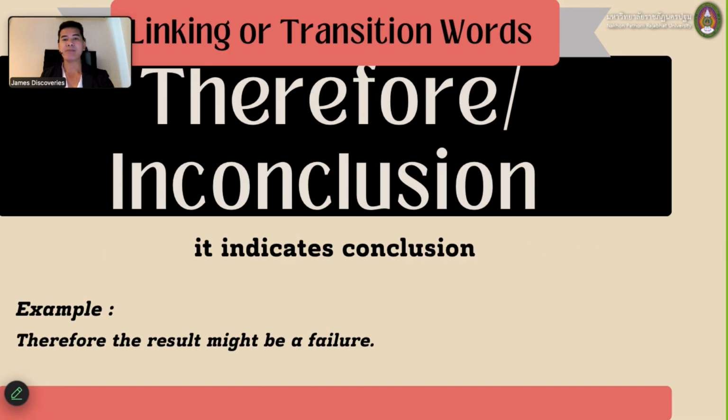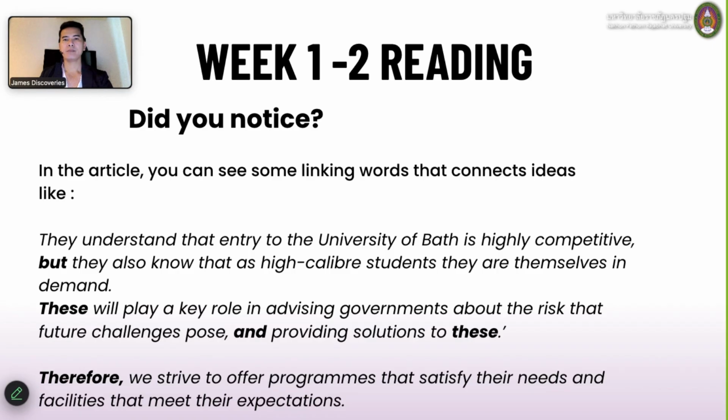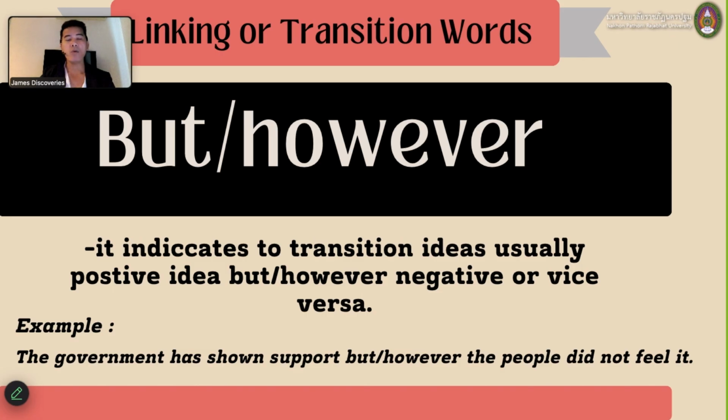All right, so let's discuss now the linking words. Again, linking words or transition words are words that connect two ideas. That is the function of that one. Let's start with but and however. But and however indicate a transition of ideas, usually from a positive idea to a negative one, or vice versa. So usually it is used for negative, but it can also be used for positive.